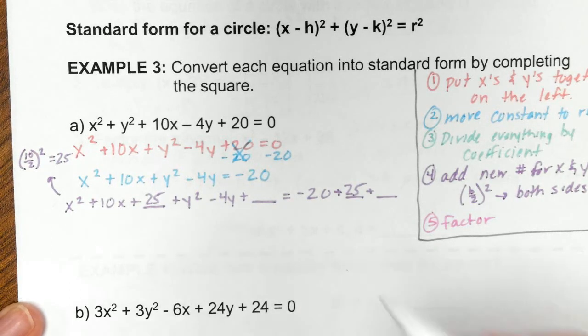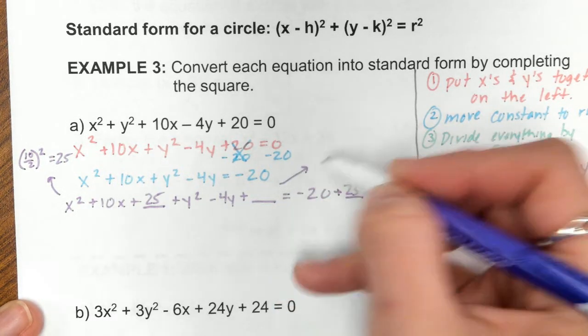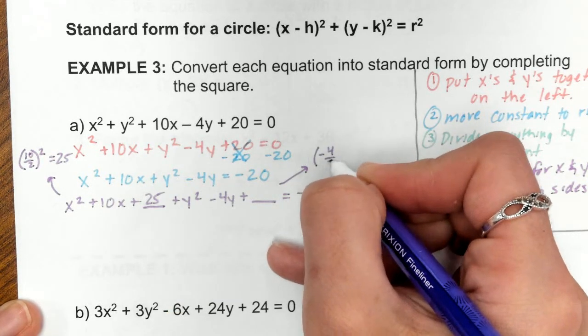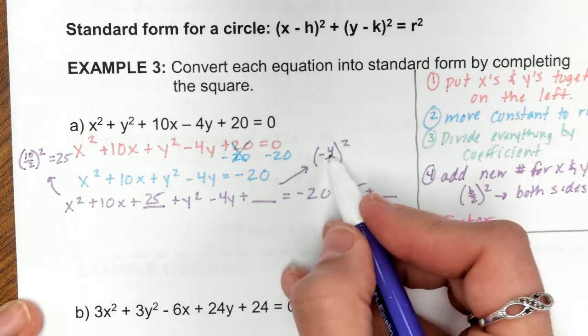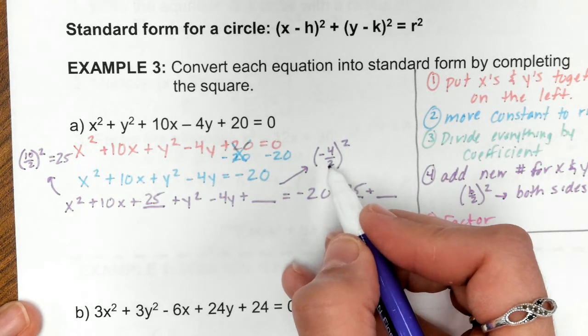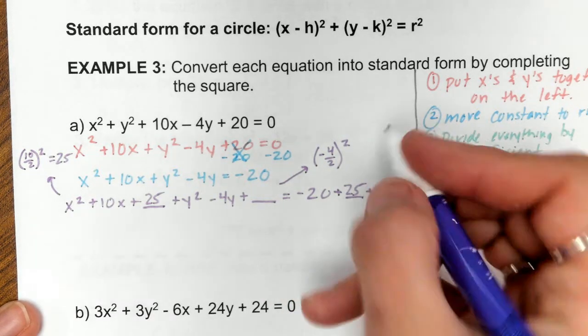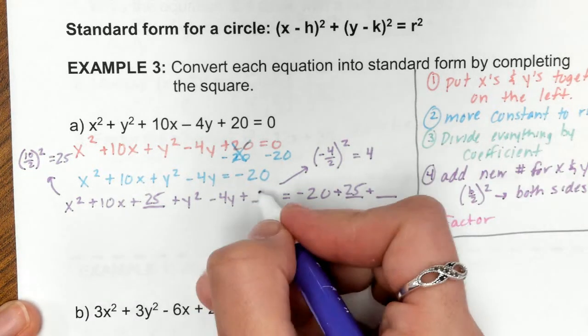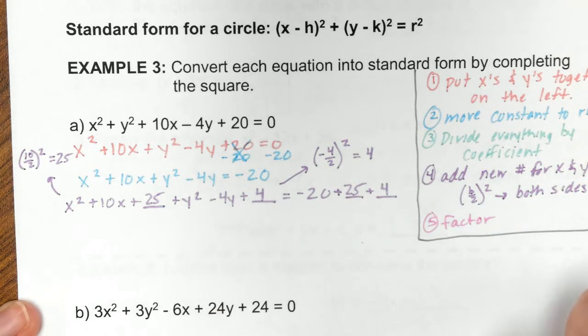Okay? If we take a look at the y, b is a negative 4. So we're going to take negative 4 divided by 2 squared. Negative 4 divided by 2 is negative 2. Negative 2 squared, always going to come out positive, is going to give us that 4. So we plug in 4 and 4.